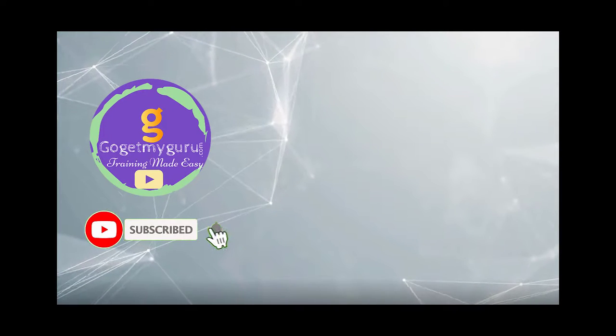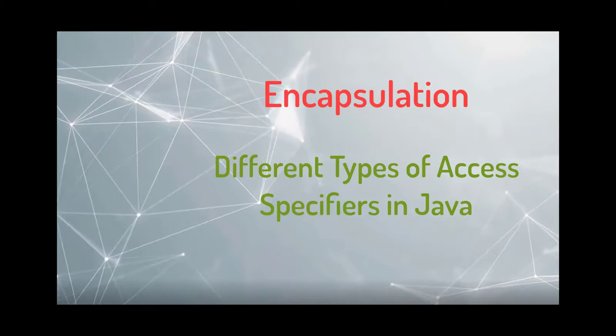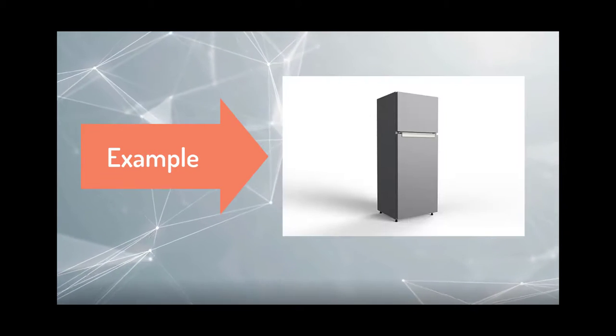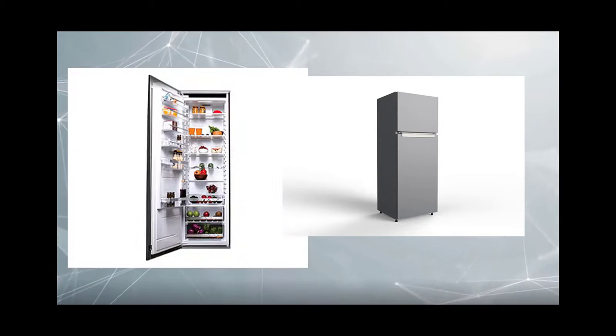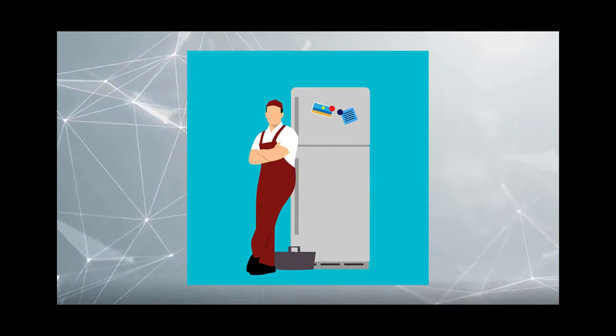Everyone, in this session, we'll learn the concept of encapsulation and different types of access specifiers in Java. For example, if we consider a refrigerator, we can see only the box to preserve vegetables, fruits, etc. But we don't know the internal mechanism and physical components present inside the refrigerator for cooling purpose. So all these internal components are enclosed as a single component or a single unit to protect those internal components. Then it is given to the user.